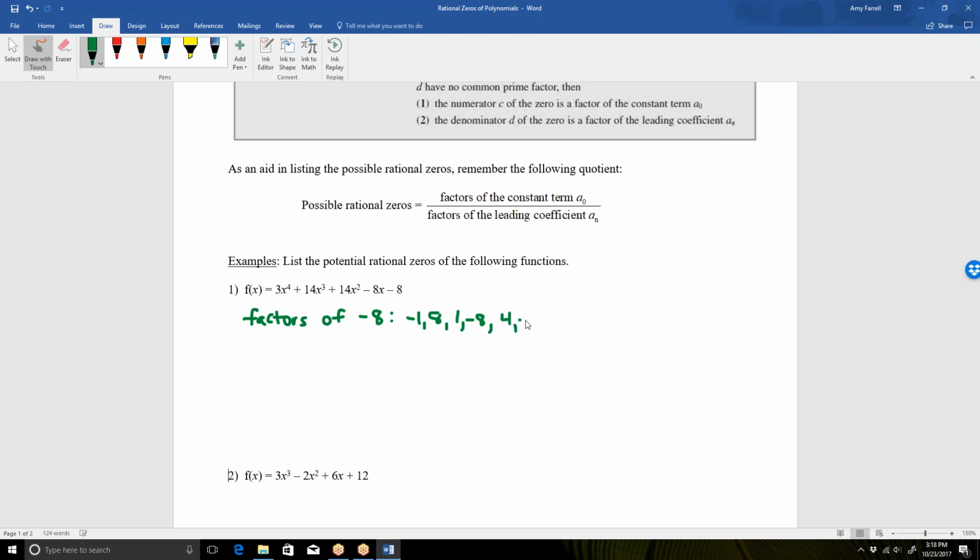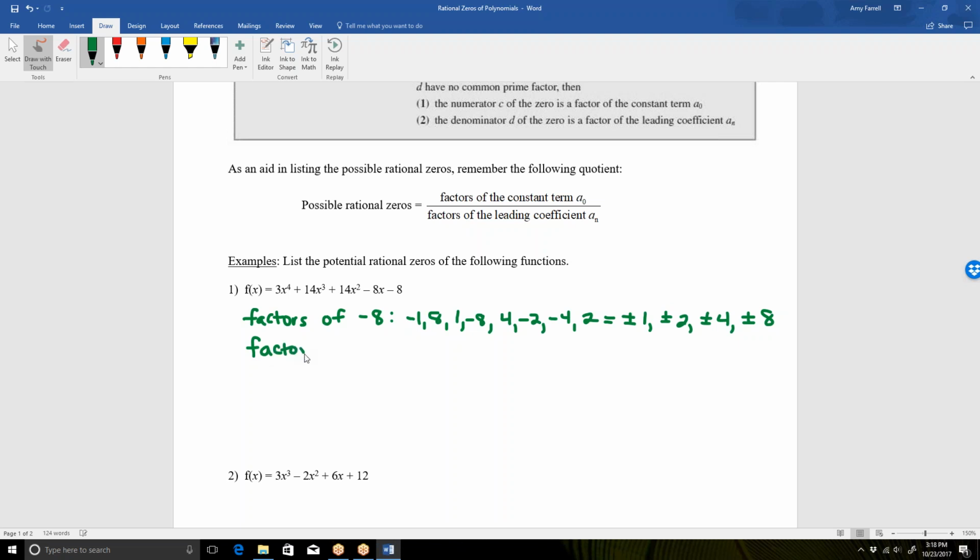Or I could do a +4 and a -2. Or a -4 and a +2. So I would say the factors of -8 are, there are 2, 4, 6, 8 of them. But instead of writing them in this long list, we can be a little more concise and use the plus or minus symbol. So the factors of -8 are plus or minus 1, plus or minus 2, plus or minus 4, and plus or minus 8.